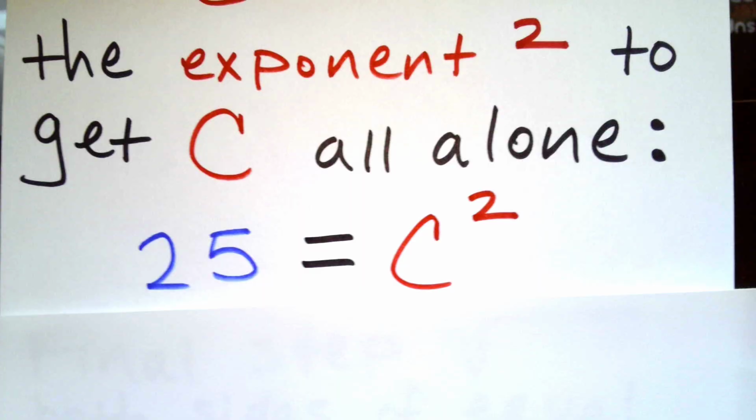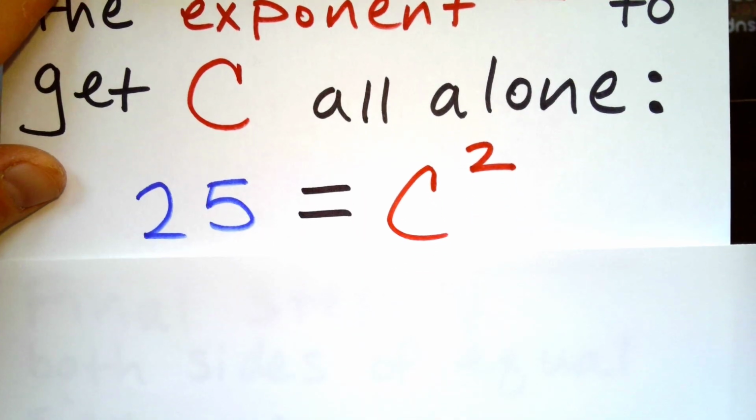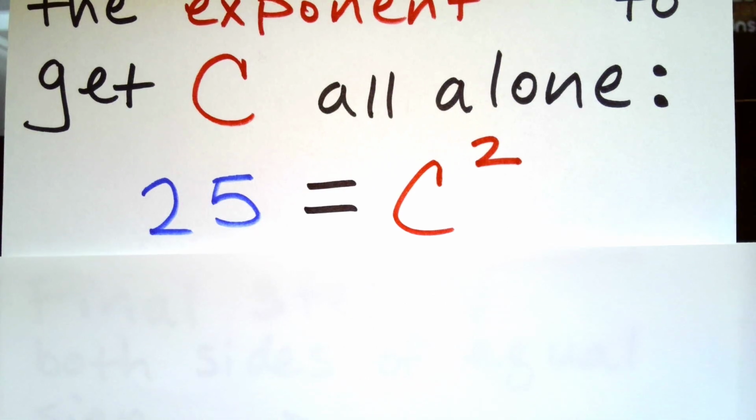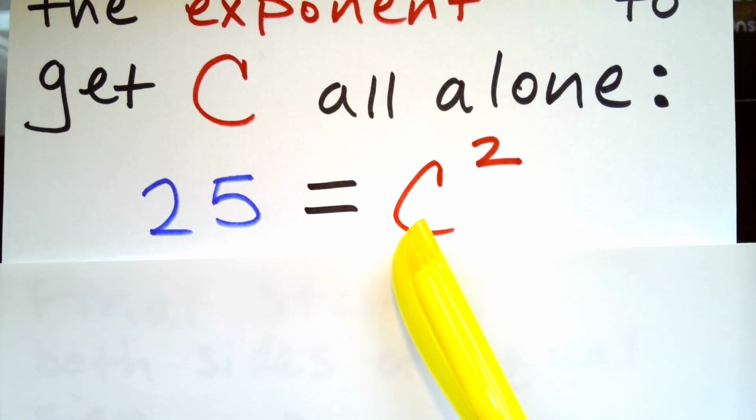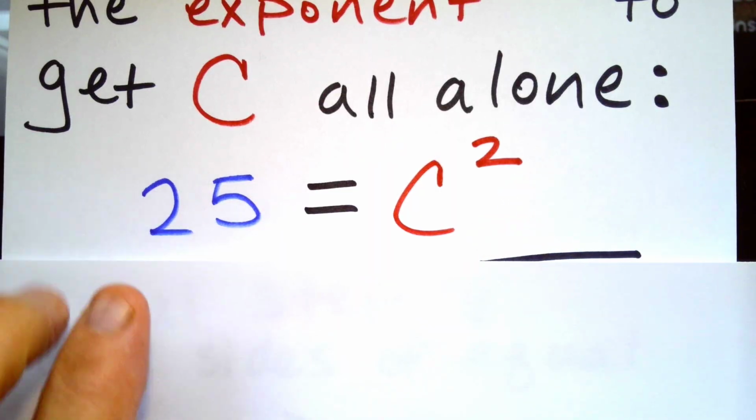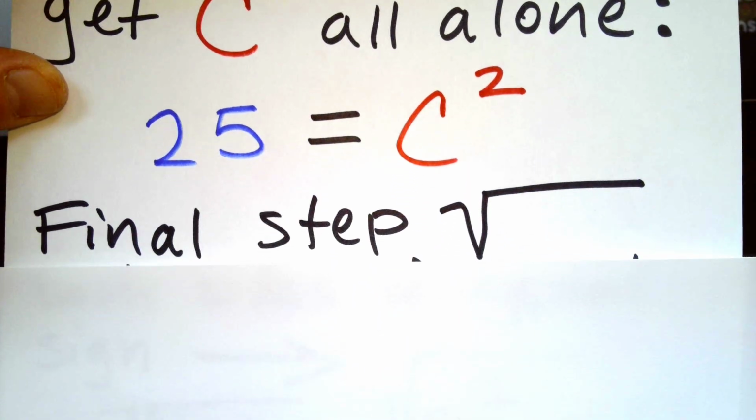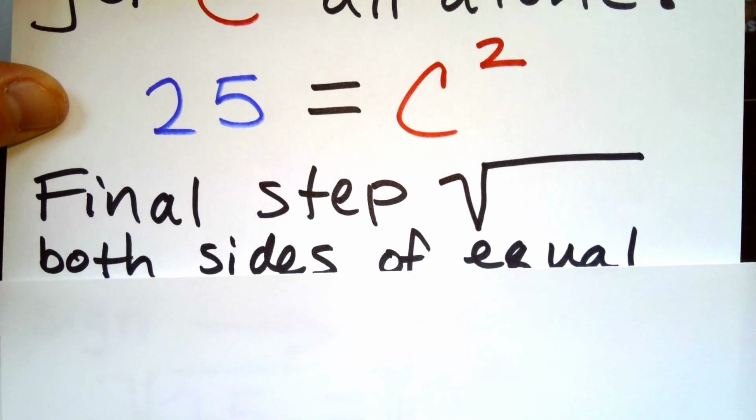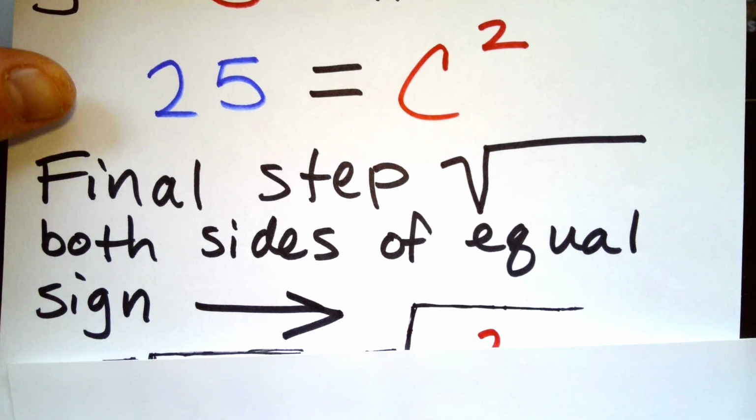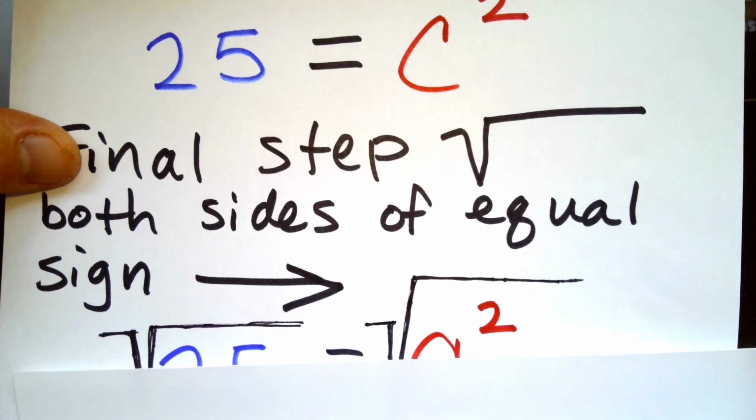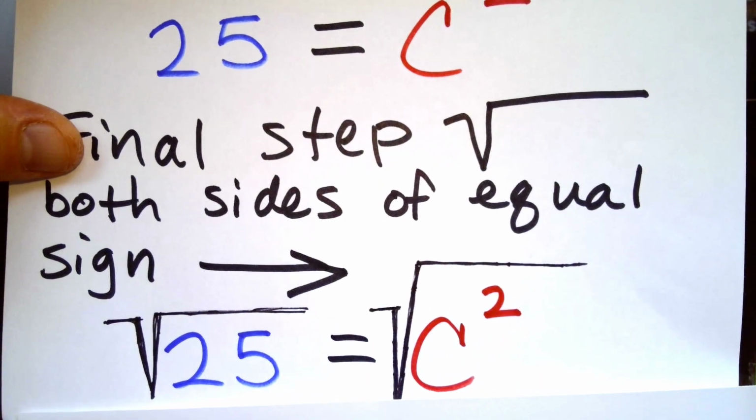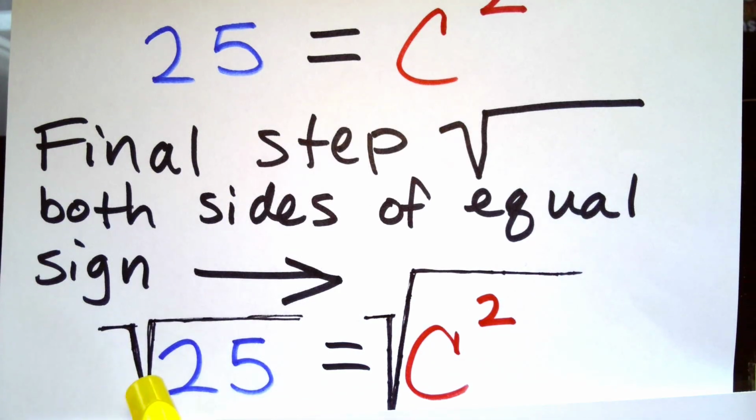So again, 16 plus 9 is 25 equals C squared. So I want to get C by itself. It's attached to that power of 2. So how do I get rid of that power of 2? Well, you use the inverse or the opposite operation of a power of 2. The inverse operation to a power of 2 is square root. So final step is to square root both sides of the equal sign, so it's going to look just like this. Square root of 25 equals the square root of C squared.